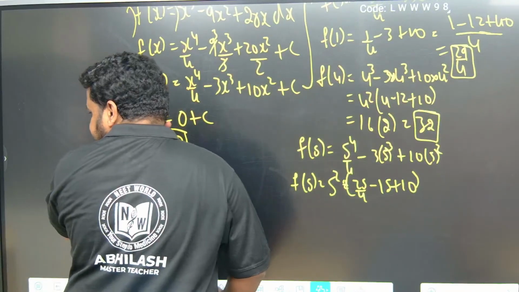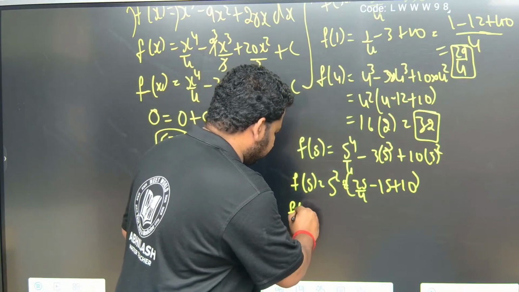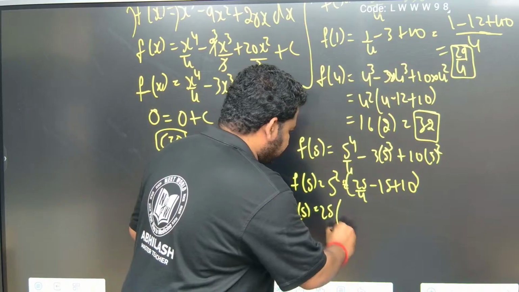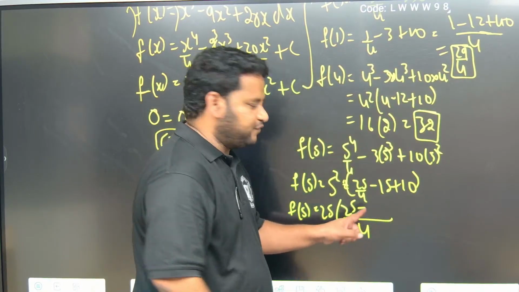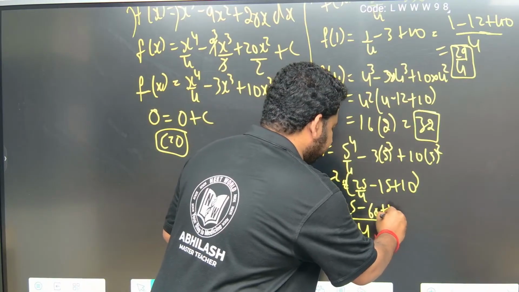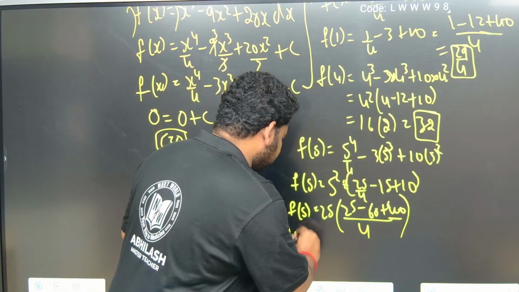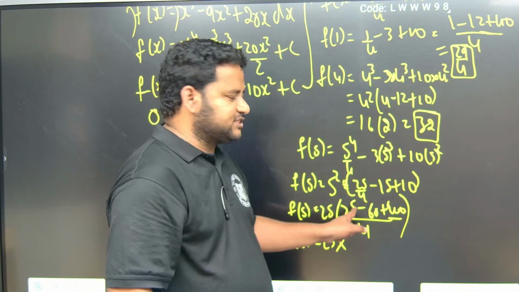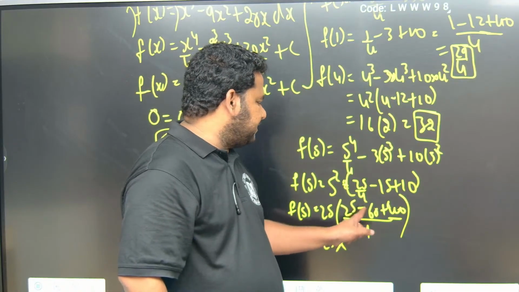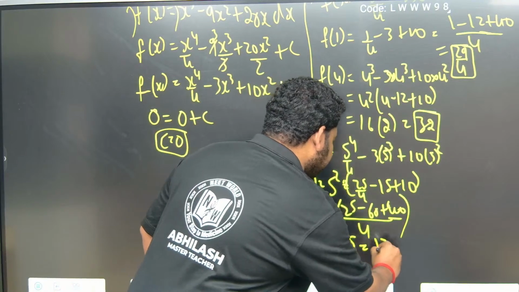f of 5 they are asking. So on solving this, what will I get? f of 5 is what? f of 5 will be equal to 5 squared, which is 25, minus LCM is 4, 25 minus 15 into 4 is 60, plus 40 plus 40. So f of 5 is equal to 25 into 40 plus 25 is 65, 65 minus 60 is 5. So that is nothing but equal to 5 by 4. Okay, that will be 125 by 4.